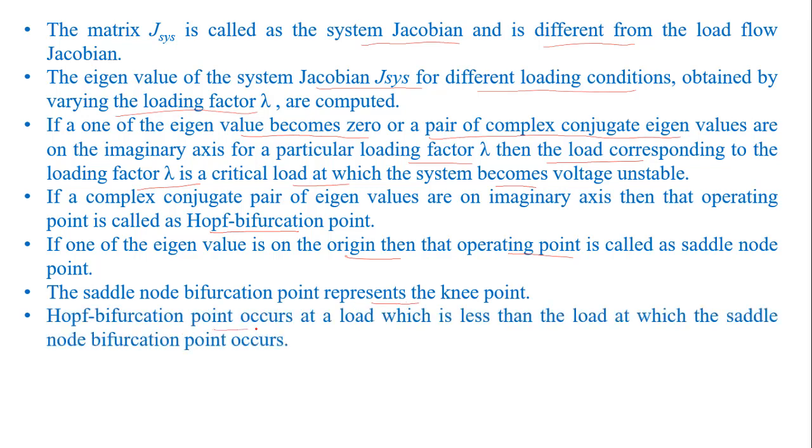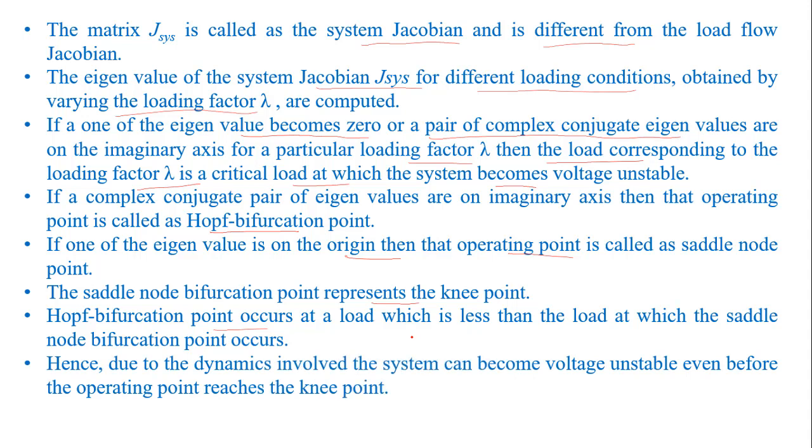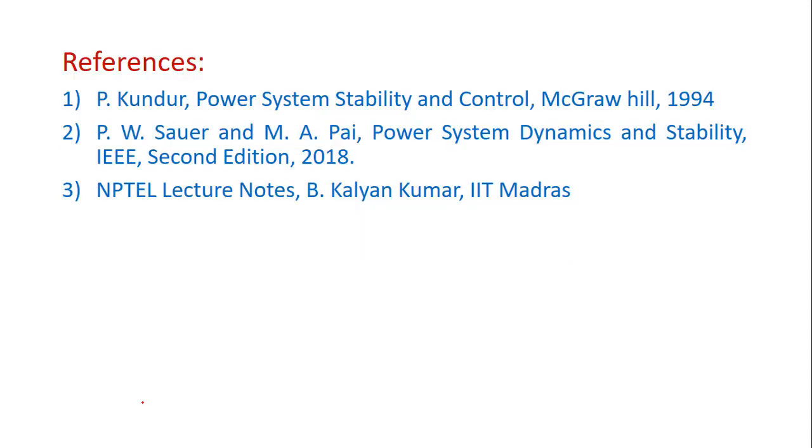Hopf bifurcation point occurs at a load which is less than the load at which the saddle node bifurcation point occurs. Hence, due to the dynamics involved, the system can become voltage unstable even before the operating point reaches the knee point. So this is all about your voltage stability, and with this lecture we are concluding the whole course of power system dynamics and control, and these are the references I took during my lecture.